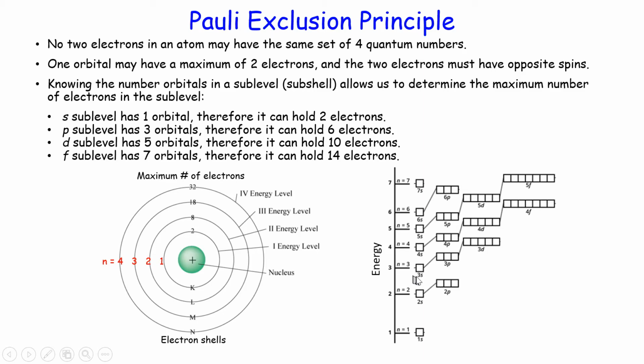For n equals 3, there are 1 orbital plus 3 plus 5. That's a total of 9 orbitals for n equals 3, which is the 3rd energy level right here. 9 times 2, that's 18. And you can do the same for the 4th, 5th, and 6th, and so on and so forth. Okay?